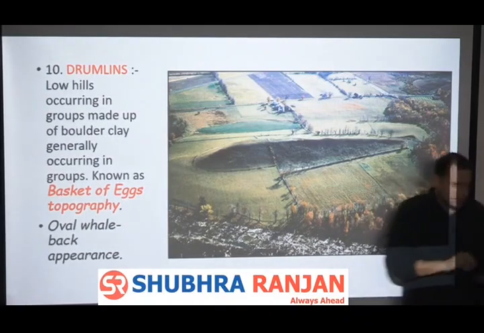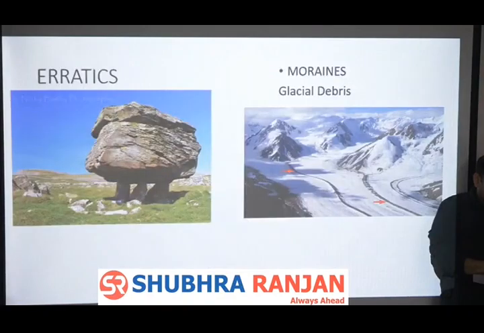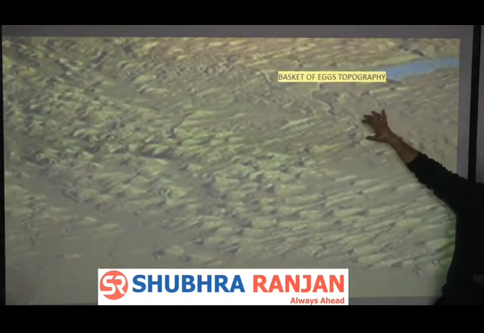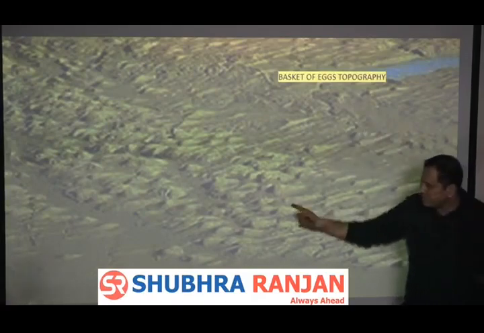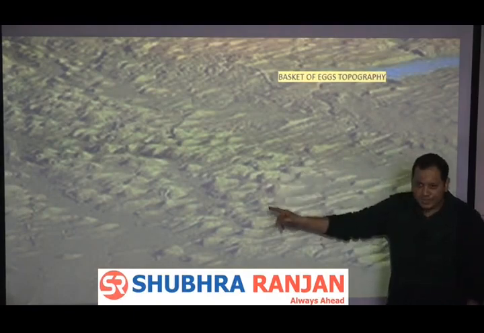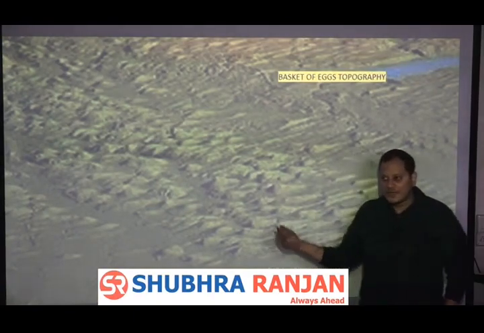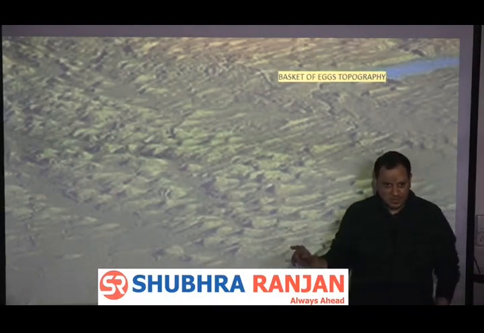But if you want to see the group of drumlins, this is how the drumlins will always occur in groups. These all are the drumlins. Isliye jab upar se dekhte hain toh mountains khali rahi hai. Therefore they are known as the basket of egg topography. Understanding this?